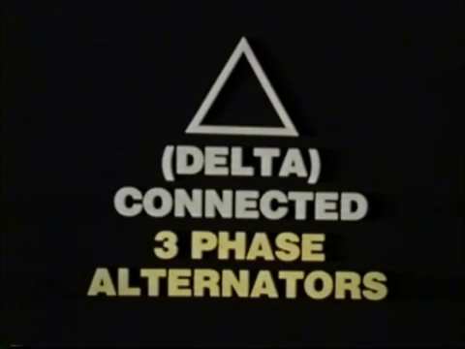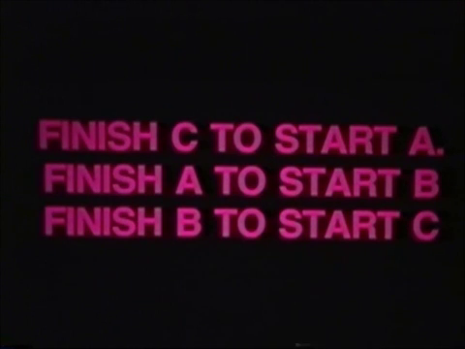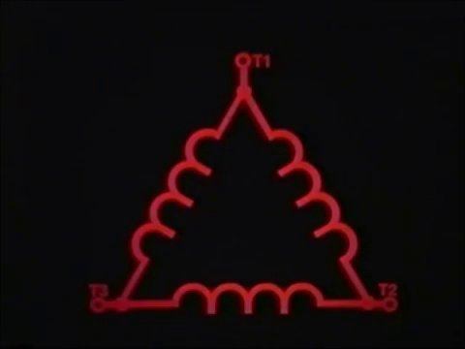We shall now proceed to delta-connected three-phase alternators. The delta connection has the start lead of one phase coil group connected to the finish lead of the second coil group, which is connected to the finish lead of the third group. The connections form a triangle, with each of the three output load leads secured to its respective corner of the triangle.